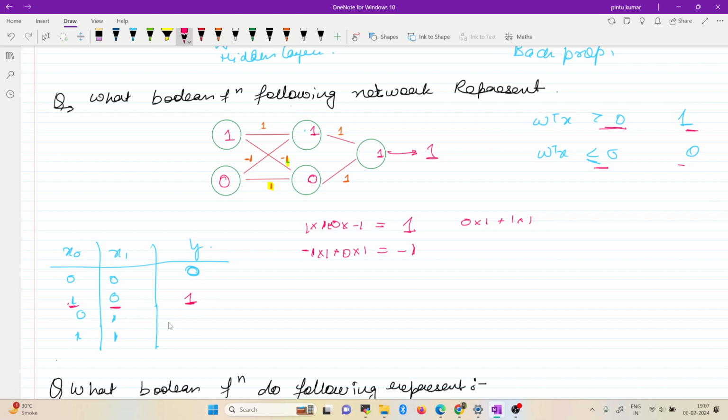Similarly, you can see that for 0 comma 1 it will be 1 and for 1 comma 1 it will be 0. And this is your XOR function. So we were not able to represent the XOR function via a single perceptron, but via a network of perceptrons we are able to represent our XOR function.